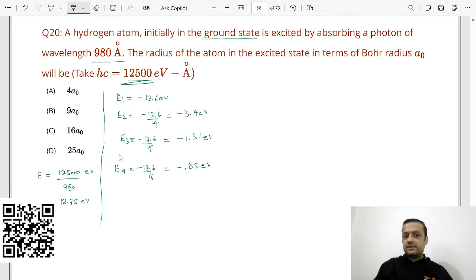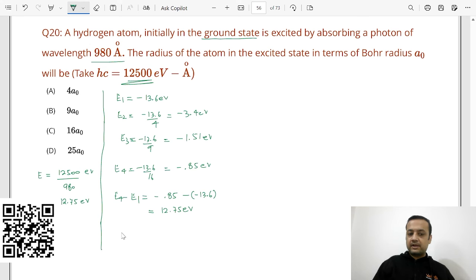Now, if you see the difference between E1 and E4, check E4 minus E1. That is minus 0.85 minus (minus 13.6), so this value is 12.75 electron volt, and hence we can say that the hydrogen atom would have been excited to the fourth state. Now the radius formula. The radius formula we know is r equals n square by Z into r naught.